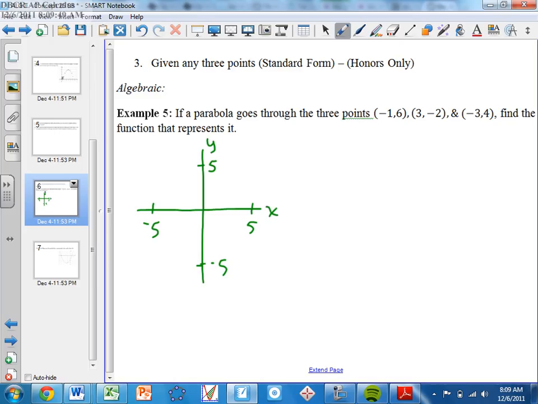So -1, 6 will be up here somewhere. 3, -2 will be down here. And finally, -3, 4 will be up here. So we have a general idea of this parabola already, just by those 3 points. Who wants to come up and take a guess, or draw what they think it might look like? Just based on the 3 points, no other information at all.